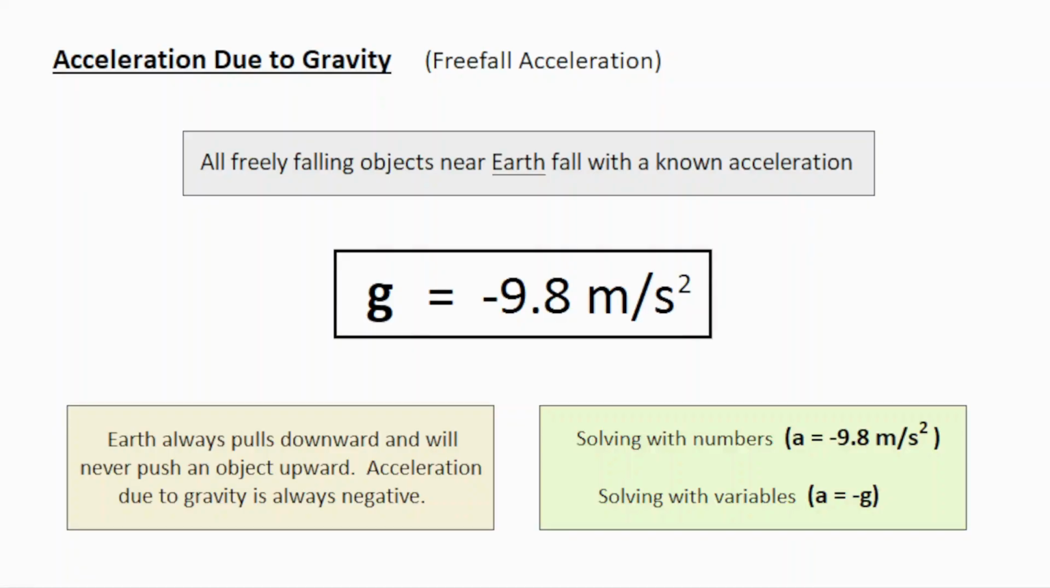In many Physics 1 classes, there are 2 different question styles, those where you solve with numbers and those where you solve in variable form. If it is a numbers-based question, use negative 9.8 meters per second squared for the acceleration variable. And if it is a variables-based question, use negative g for the acceleration variable.